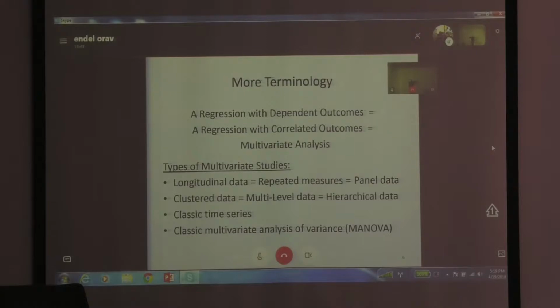For classic time series, the analyses are quite different. We're not going to have time to talk about them. They're not as common and so not as useful, and so that's where we're not going to spend the time. And then there's one other classic approach, classic multivariate analysis of variance, or MANOVA. I expect that many of you have heard of ANOVA. This just puts the M in front of the ANOVA.